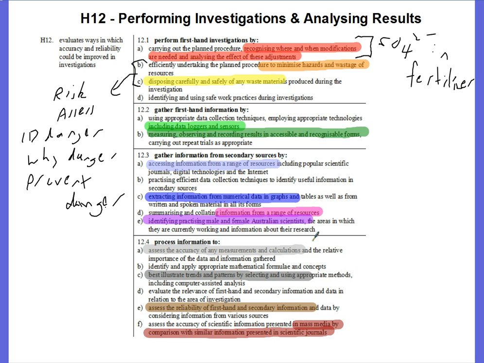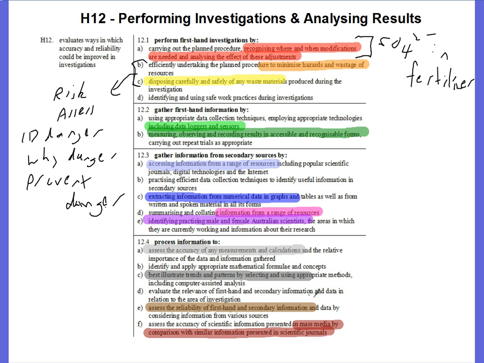Assess the accuracy of measurements and calculations. Accuracy is how close your measurement is to the actual value. When we talk about validity, we mean was the experiment done to test the hypothesis? An accurate measurement is the actual measurement we got is the right measurement of one particular data point, I suppose. Best illustrate trends and patterns by drawing graphs or even computer graphs. That's something we've done before.